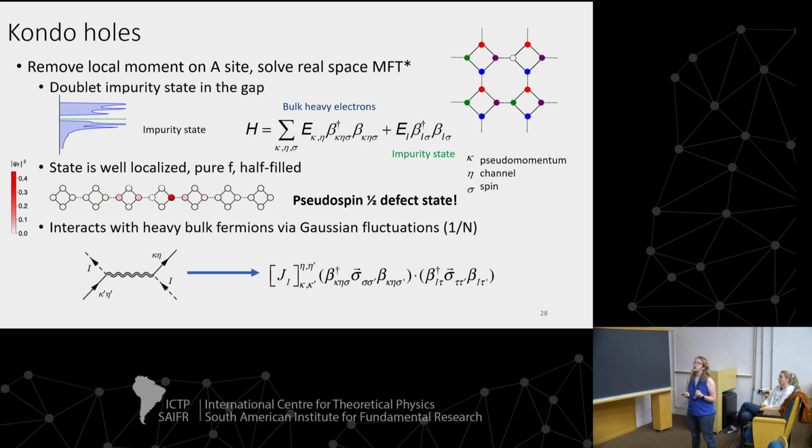But now we can put on fluctuations. So go and add 1/N corrections. These are Gaussian fluctuations, and this will then cause this impurity state to interact with these bulk heavy fermion states. And it does so with a Kondo interaction. So this is the Feynman diagram. There's a lot of indices for the different channels and spins and pseudo momenta. But effectively, you get this kind of Kondo interaction.